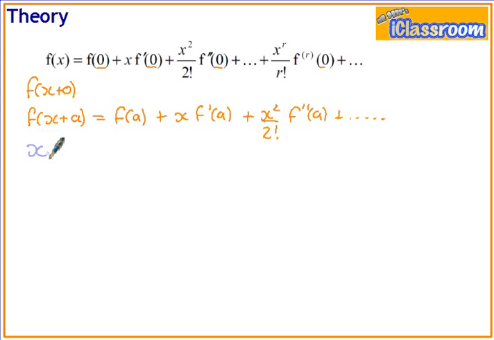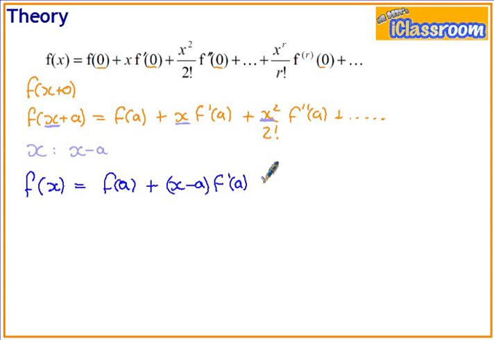So if we take, instead of x, we let that be x minus a, then wherever I've got an x, I'm just going to replace that with x minus a. So in here, and so on all the way down. And that then gave us the following. F of, well, x minus a plus a gives me f of x being equal to f of a plus x minus a f prime of a plus x minus a squared all over 2 factorial f double prime of a, and so on.